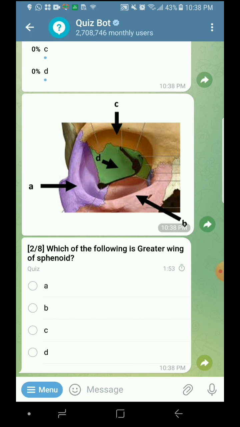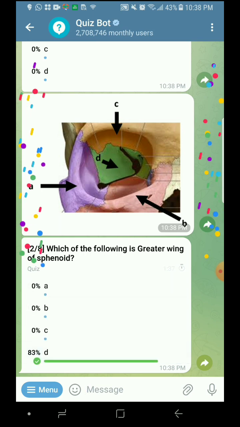I hope you have got this question correct if you have given the first quiz on embryology. Now, which of the following is the greater wing of sphenoid? This is the right orbit, in which A is the lateral wall, that is zygomatic bone. B is in the floor, that is maxilla. The answer is D, that is greater wing of sphenoid. And C is in the roof, that is the frontal bone.